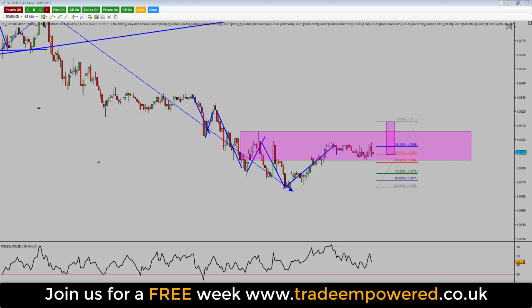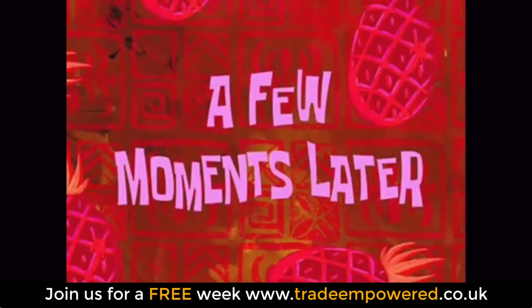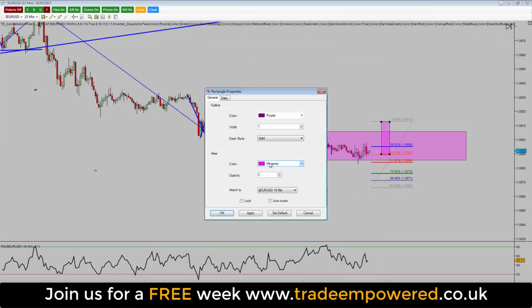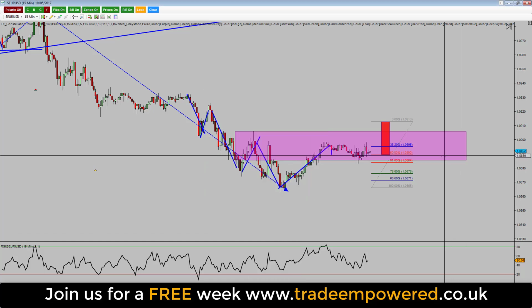Just bear with me while I get my orders on, guys, okay? My stop loss is going up here, 0913. And my target's going down at 0866. Let me just bear with me while I go and get my orders on, guys. A few moments later. So this is my stop loss. We're going to take a break in just a sec, guys. I can just make sure I've got everything on my orders.